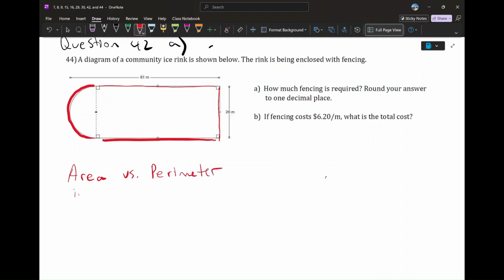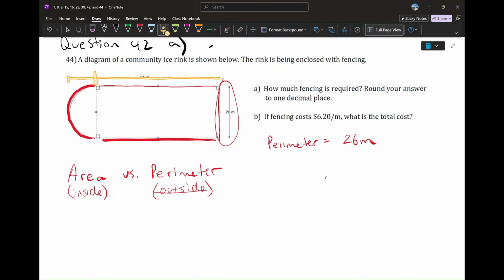Area is what's on the inside. Perimeter is what's on the outside. And last time I built a fence, I tried to surround my backyard. So we're looking at the outside. So let's look at the perimeter of this shape. So the perimeter is going to be, we have 26 meters. We have 61, but 61 goes all the way to the end here.